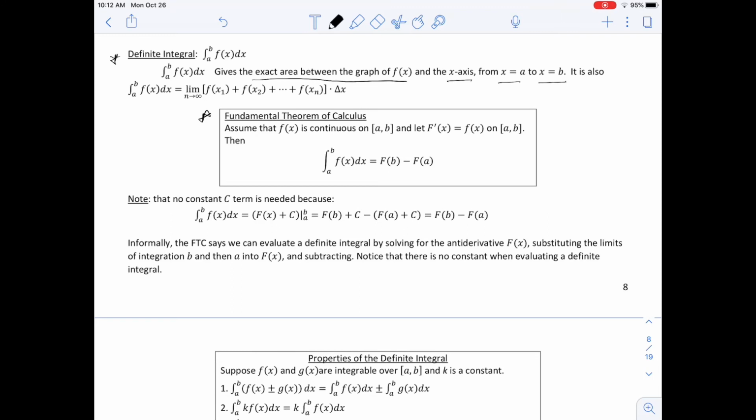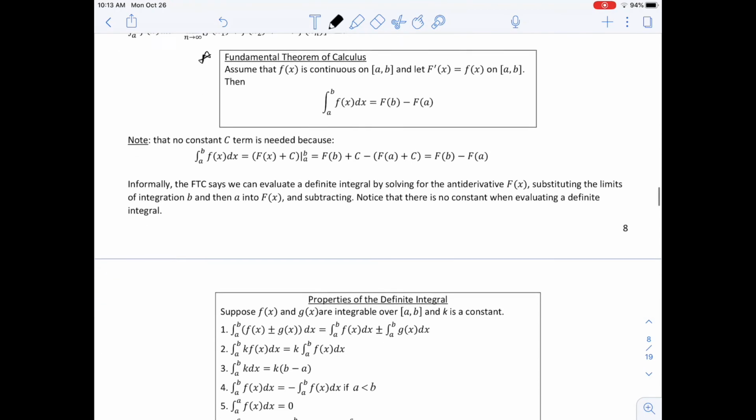It says assume that f of x is continuous on the interval from a to b and let F prime of x equal f of x on that interval from a to b. Then the integral from a to b of f of x dx is going to be equal to F of b minus F of a. So definitely something we need to know.